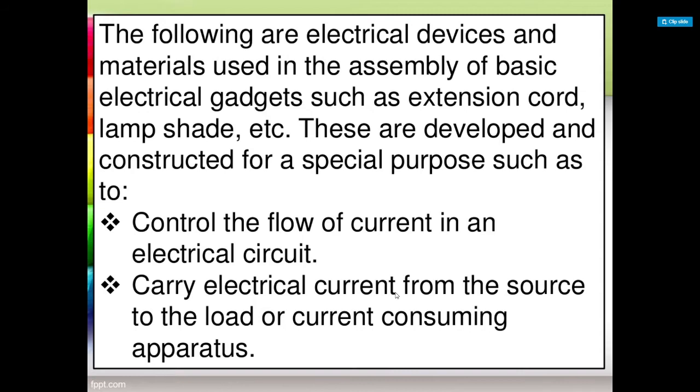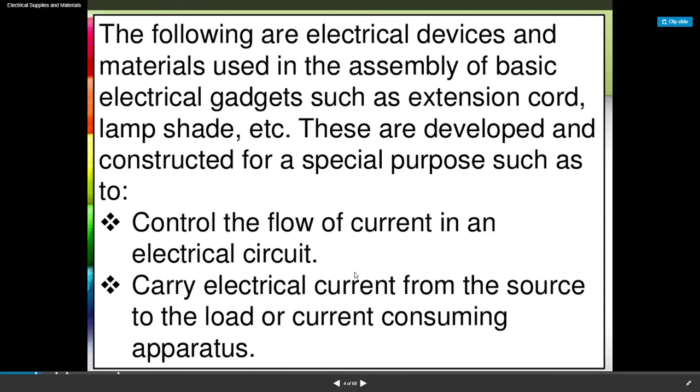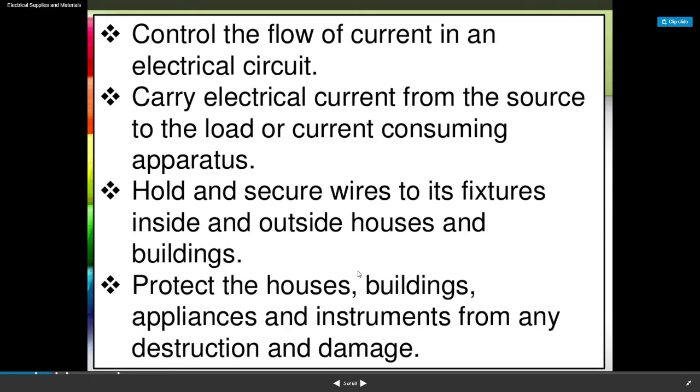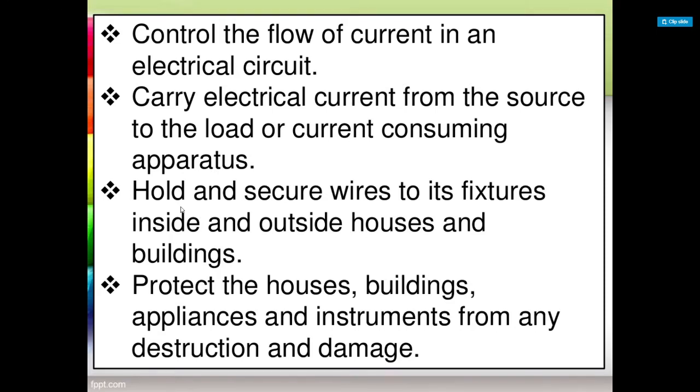Next, carry electrical current from the source to the load. That is the wire. Without the wire, the current cannot reach your place. Next, control the flow, which is already repeated, and carry electrical current, which is also repeated. Next, hold and secure wires to their fixtures inside and outside houses and buildings.